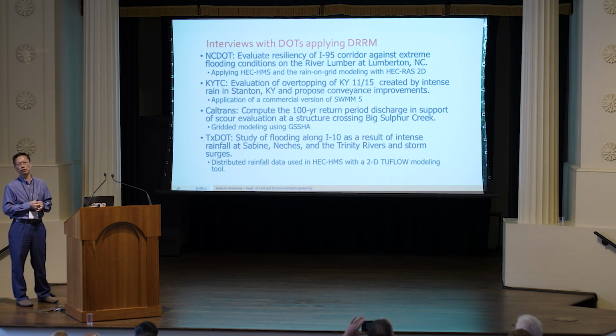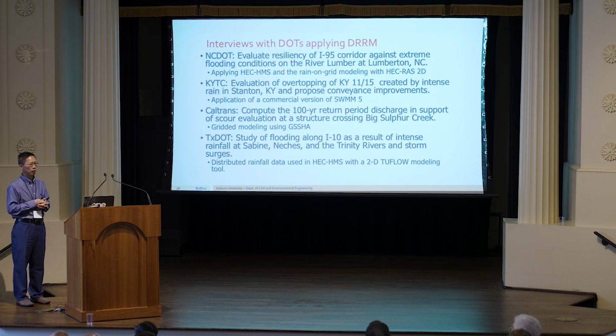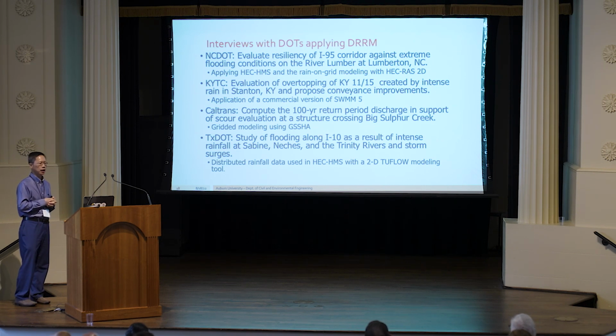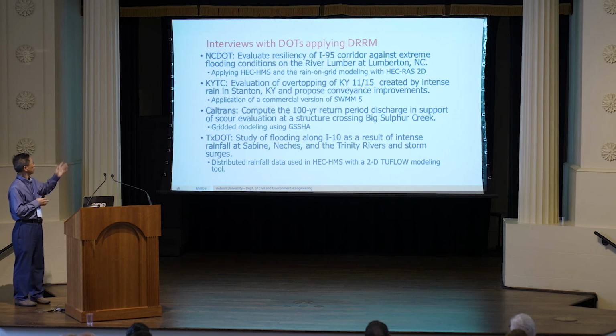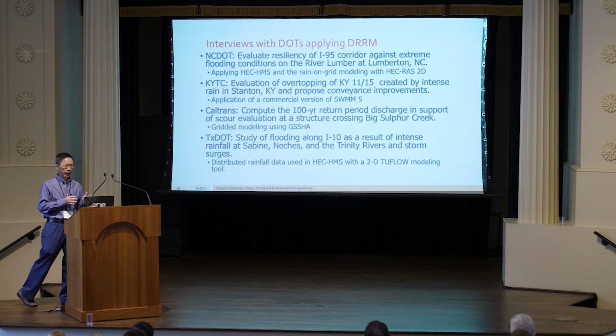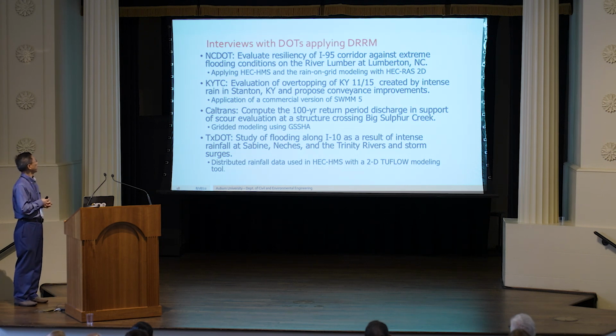After the survey, we also contacted a number of DOTs and conducted interviews. For example, NCDOT evaluated the resiliency of I-95, I think one presentation mentioned that corridor, against extreme flooding conditions. They use HMS on the upper part of the watershed, then they use rain-on-grid modeling with HEC-RAS 2D. Here is a very brief description in the report. There's a little bit more detail, also references to their other literature.